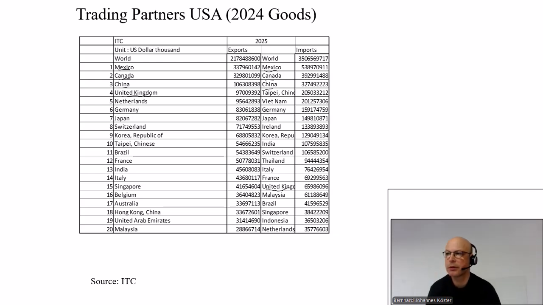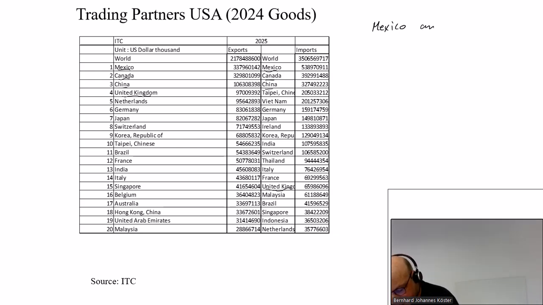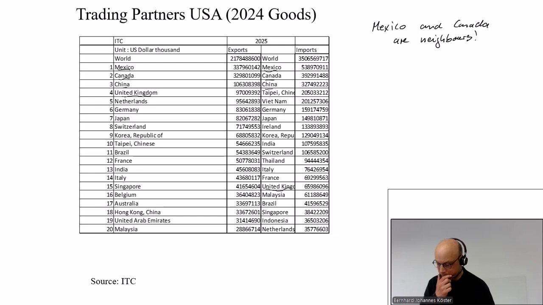Because this will, of course, then also be your task, that you look at the trade relations and that you have some explanations. Okay, you are not very surprised? Yes, of course. These are neighbors. So Mexico and Canada are neighbors.